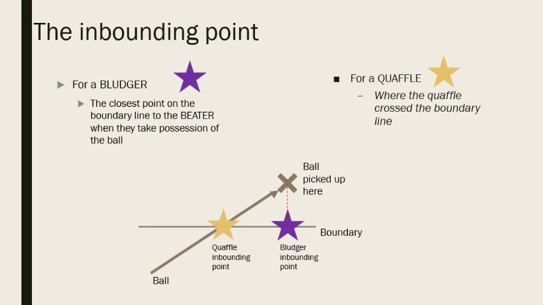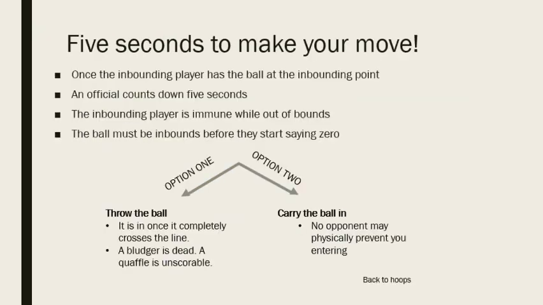Rationale behind this, I'm guessing, is you're immune during this time because you're out of bounds. So make sure that you get back to play basically as soon as possible. You can't be running up and down the boundary being safe. So get back to the boundary and be ready to pass or enter the play, because you have 5 seconds. So once you've got the ball and once you get to the inbounding point, an official needs to count down 5 seconds for you. In that 5 seconds, you are immune because you're still out of bounds.